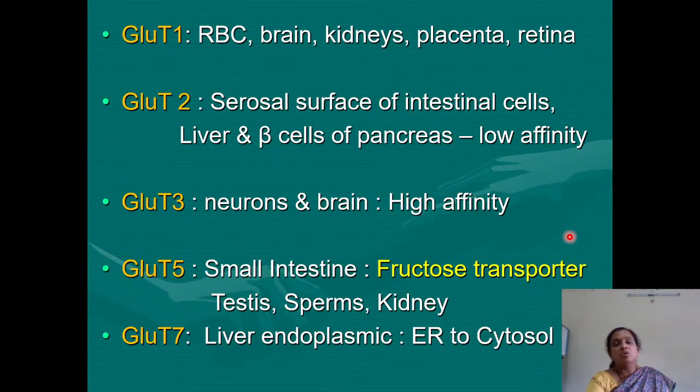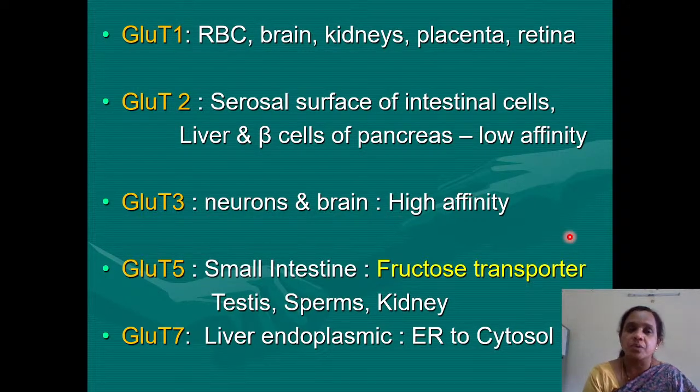Next is GLUT7. We don't have GLUT6, it has been removed. Now we have GLUT4. I will tell you the details of GLUT4. GLUT7 is present in liver endoplasmic reticulum. From the endoplasmic reticulum, for the glucose to enter into the cytosol, you require the GLUT7 receptor. So this receptor is present inside the cell organelle. It is not present on the cell surface, but on the cell organelle. So these are very important to remember.